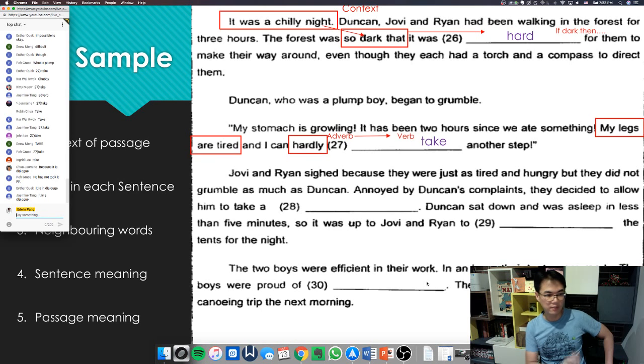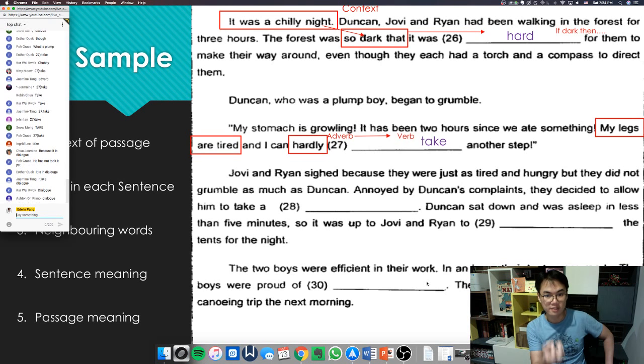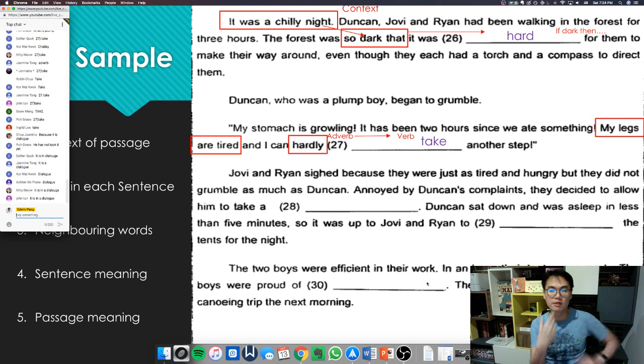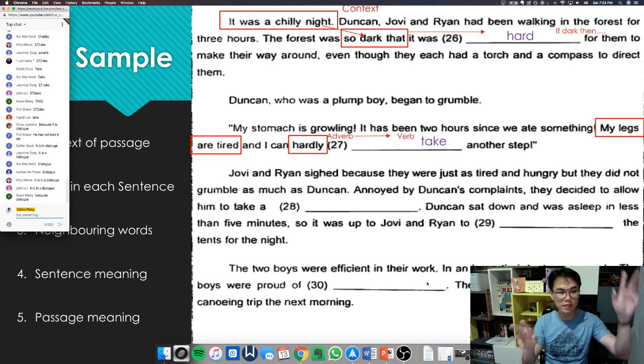All right, Eden, I'm not sure what you are trying to say, but basically, he has not taken it. No. It's not that he has not taken it yet. It's that it's in a dialogue, right? The fact that he's saying it makes it present, right? So: "I can hardly take another step." It's what he's saying. Can you see the quotation marks? "My stomach is growling. It has been 2 hours." Therefore, it's in a dialogue.